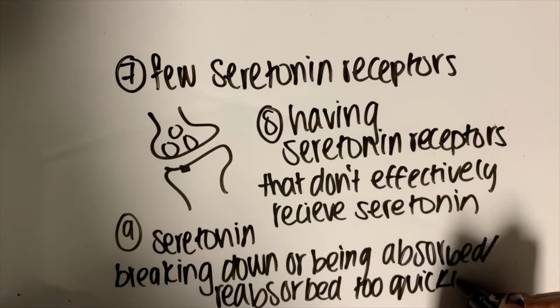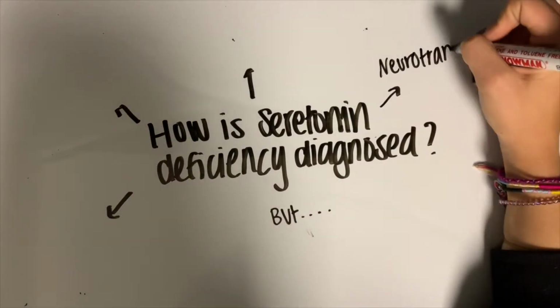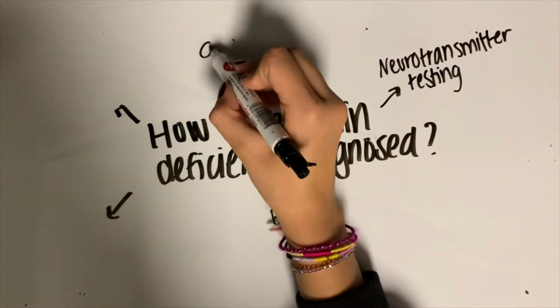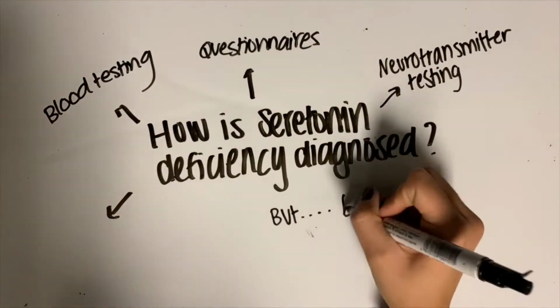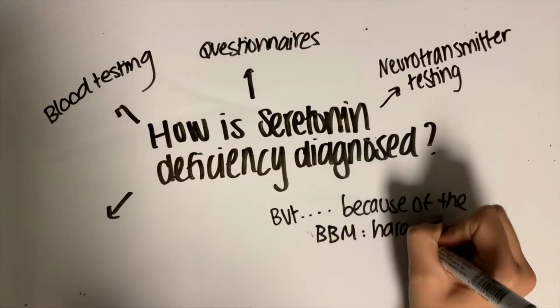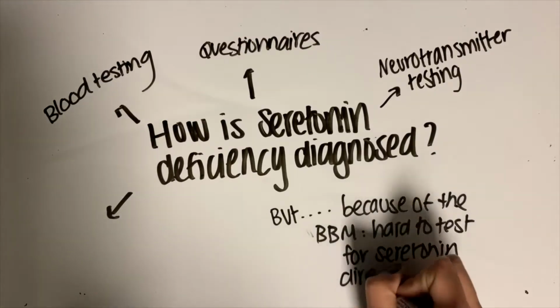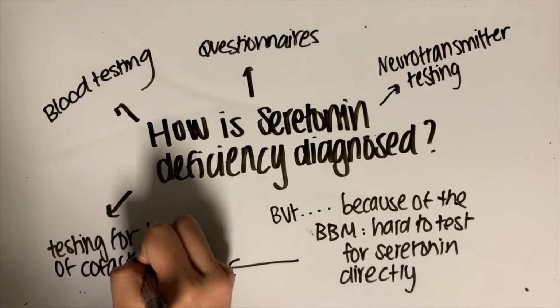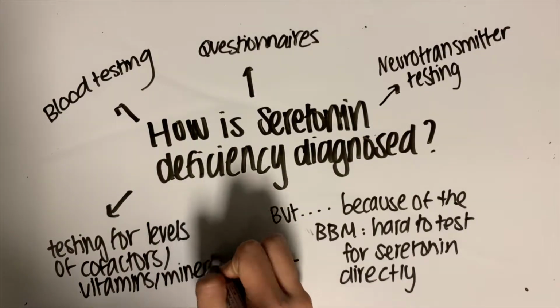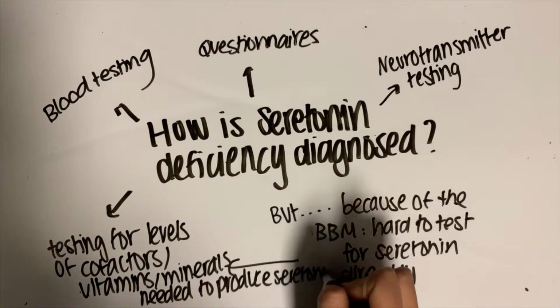There is no clear way to diagnose serotonin deficiency, but you could use neurotransmitter testing, questionnaires, and blood testing. But because of the blood-brain barrier, it's hard to test for serotonin directly, which is why you could test for the proteins and minerals and the cofactors that help create the serotonin.